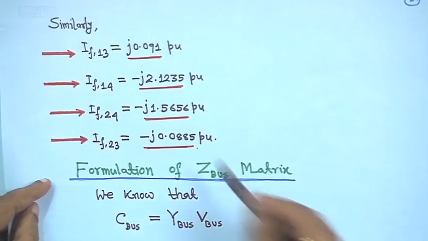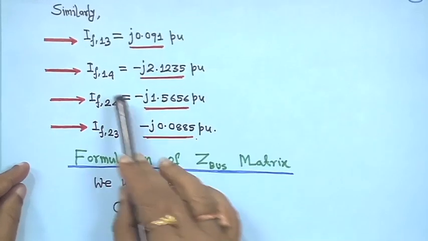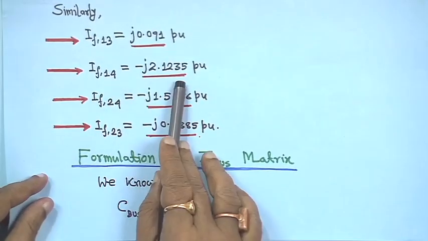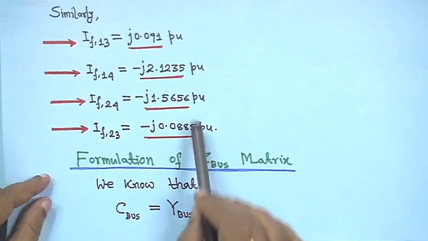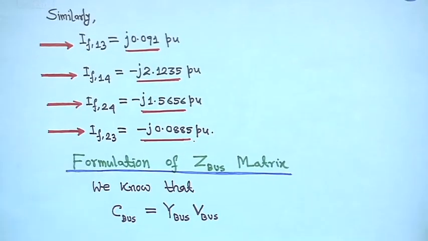Similarly, for all other lines: for If13 you will compute, then If14, If24, and If23 you will compute. So, this is a simple example using the Thevenin equivalent, with which you can easily compute all the fault currents. But the only thing is that you have to have the Z bus matrix. In fault studies, the Z bus matrix is necessary.